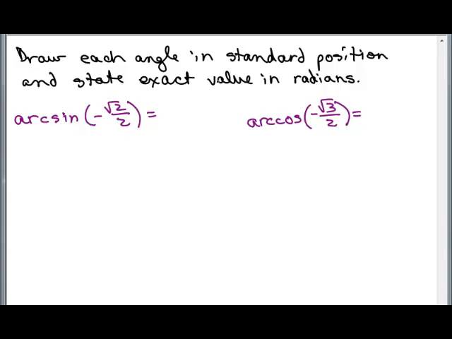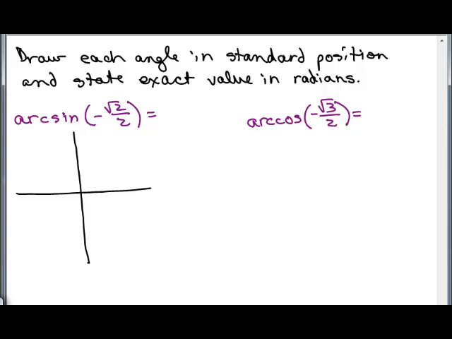Alright, draw each angle in standard position and state the exact value in radians. Alright, so we're doing the arc sine, which is the same as the inverse sine, of negative square root of 2 over 2. So we're looking for an angle between negative pi over 2 and pi over 2 where the sine is negative square root of 2 over 2. Hopefully you recognize that as the 45-degree angle. That's the reference angle anyway.